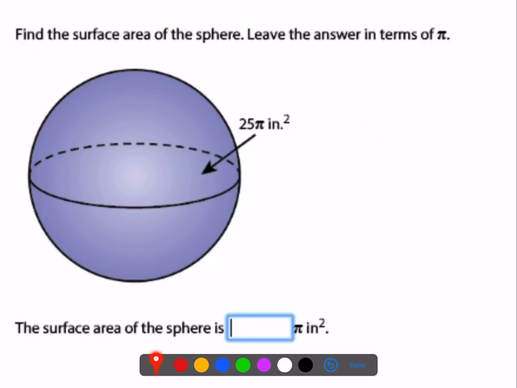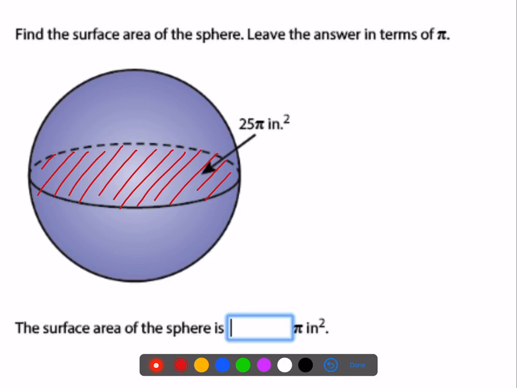All right. Next up, surface area of a sphere. Leave the answer in terms of pi once again. So if I look at this, it says that 25 pi inches squared is this circle. So that's saying that this is the area of our great circle, or a circle that goes through the center of our sphere. So I know that area is equal to pi r squared.